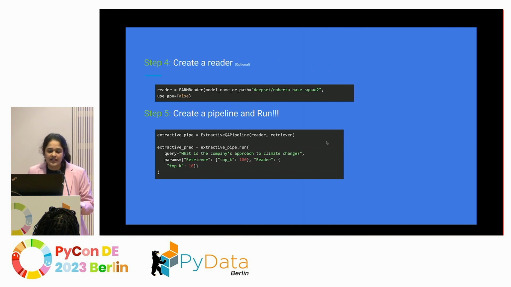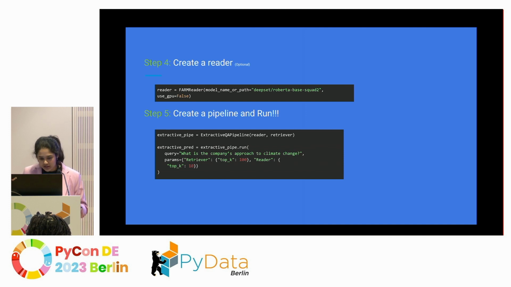Okay, so the next thing that you have to do, which in my view is optional, is create a reader. It depends on your use case, but you can create a reader on top of this. In our case, we are choosing the Roberta model, which is fine-tuned on the SQuAD 2 dataset, which is a question answering dataset. We create a farm reader, and we basically create a reader.